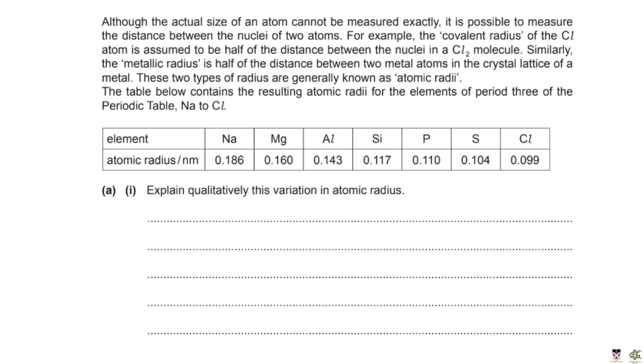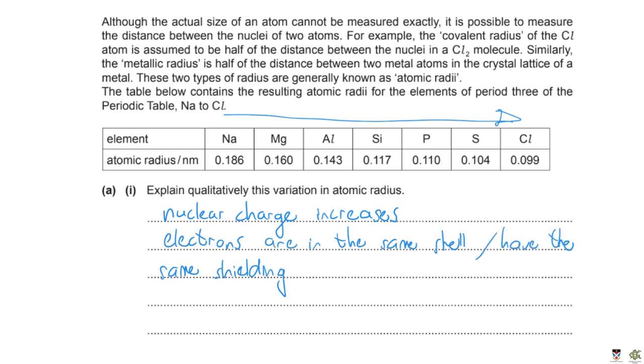And we can see the trend here. I'm sure you know the trend, but you can see a clear decrease in the atomic radius as we go across the period. So we know the factors to consider will be nuclear charge, and we know the nuclear charge increases from sodium to chlorine. The electrons are in the same shell and have the same amount of shielding. Therefore, the attraction between the nucleus and the outer electrons increases.